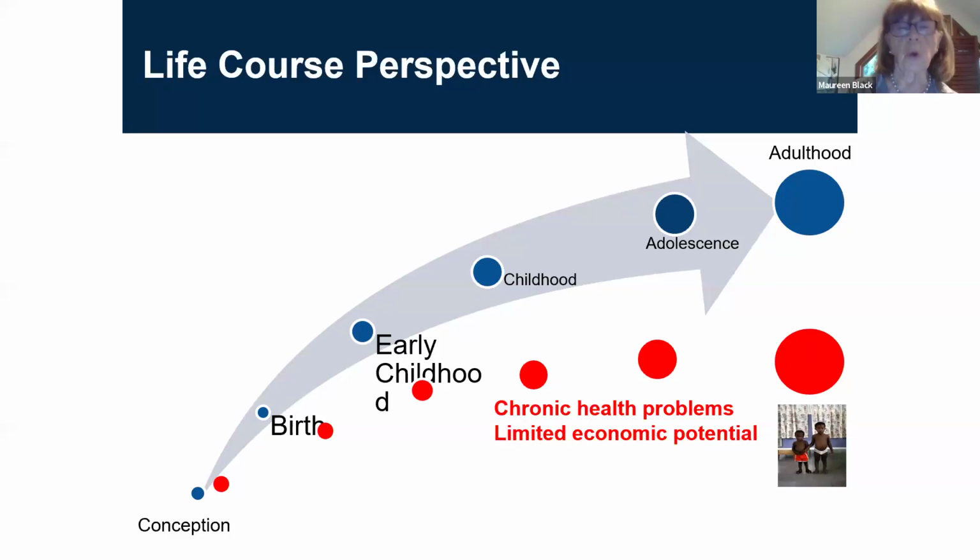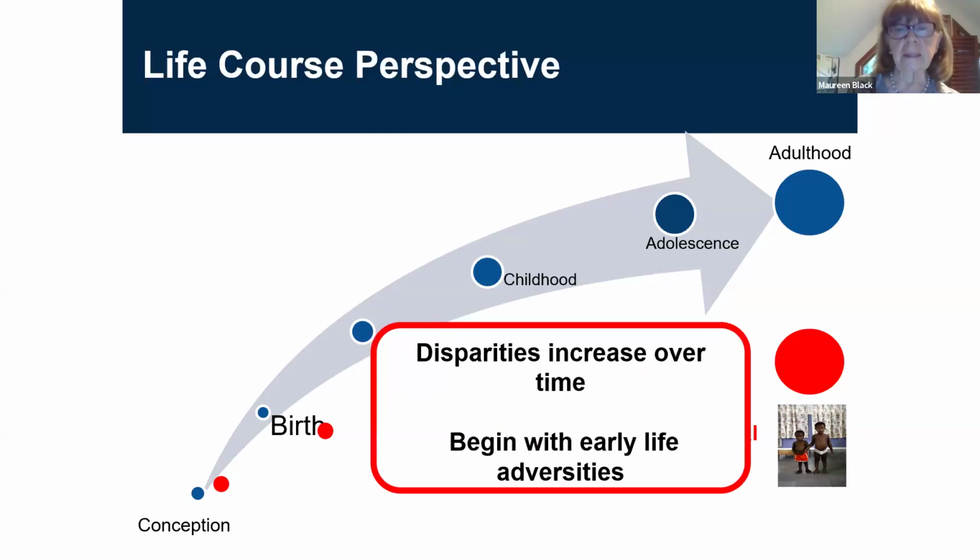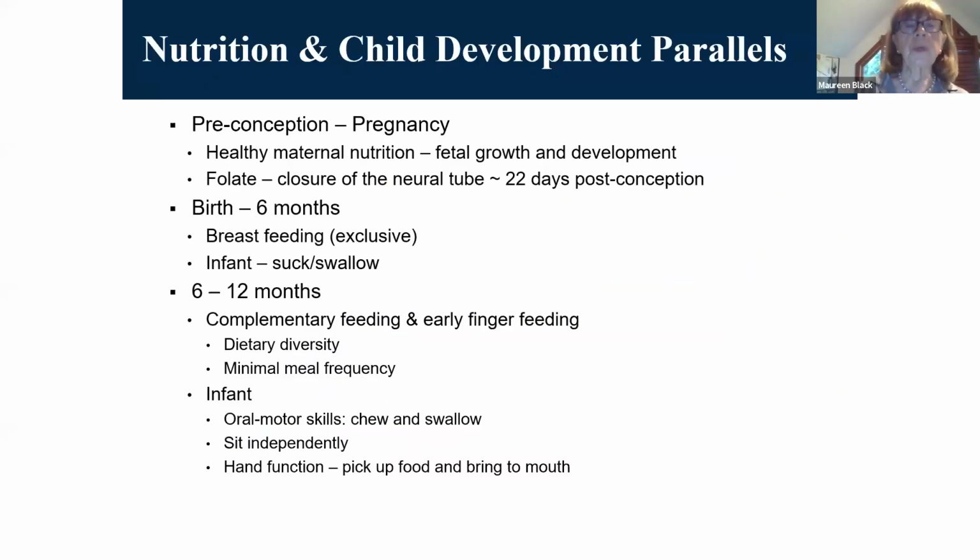Next. Too many children don't make it on that trajectory. And you can see if you go off the trajectory early in life, one is at increased likelihood for chronic health problems, limited economic potential, and into the next generation represented by a child who is stunted. Next. So these disparities increase over time, and what we try to do is eliminate them or reduce them as early as possible.